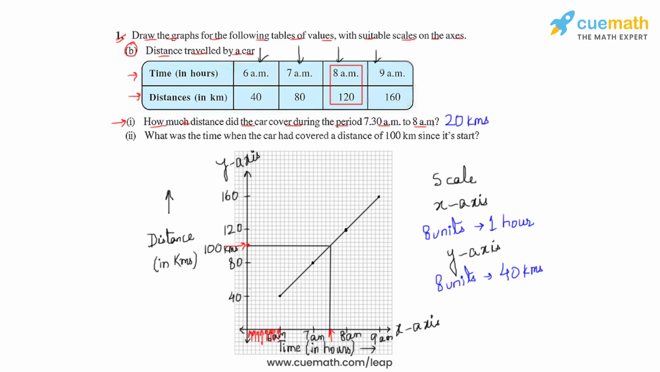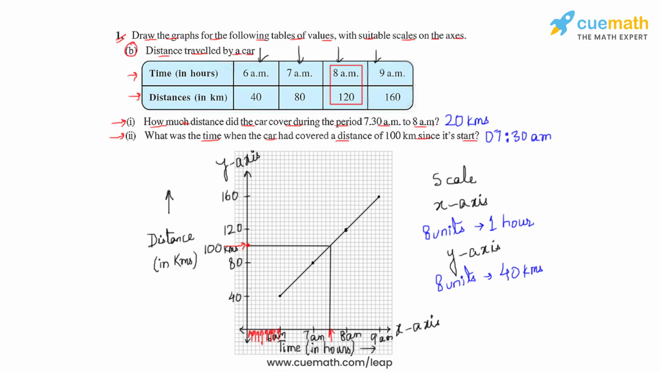To answer the second part of the question, where they want us to find the time when the car had covered a distance of 100 kilometers since its start, we just saw that at 7:30 a.m. the car covers 100 kilometers since its start.